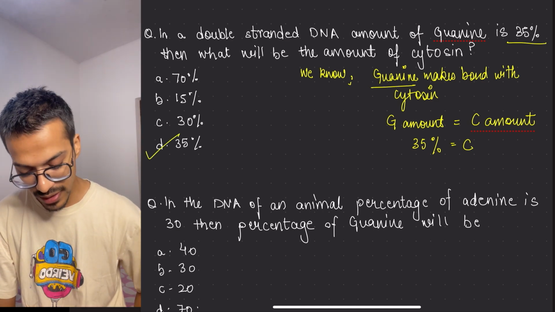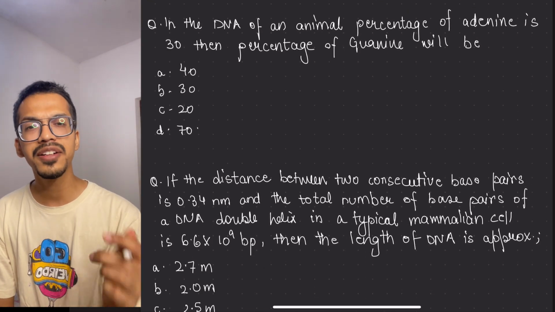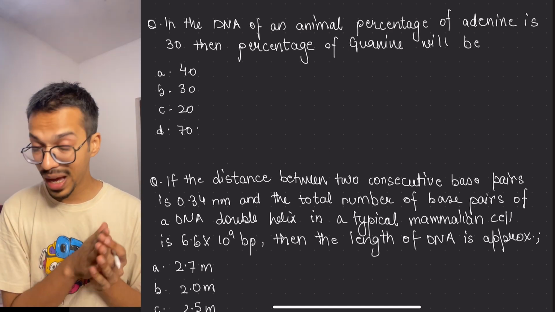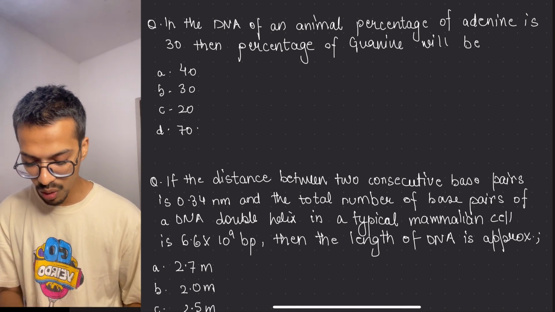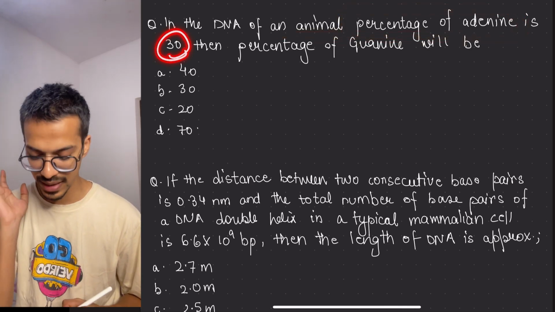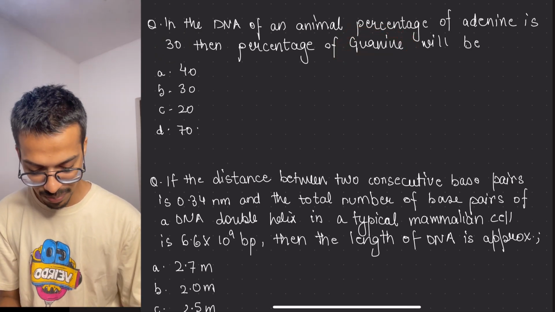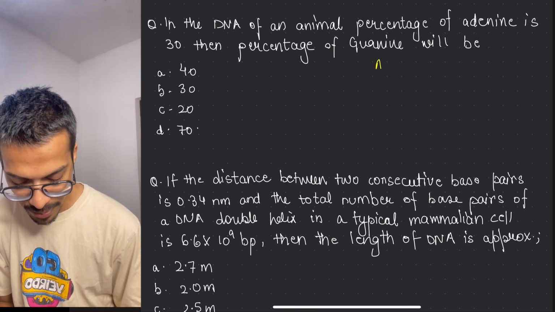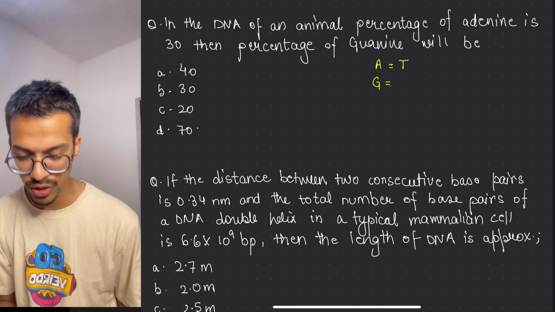Now the next question is over here, and I want you to first try it yourself and pause this video, and then I will explain it. If you have tried it, then I'm going to help you out. They are saying that in the DNA of an animal, the percentage of adenine is 30%. We have to find guanine. What we know is that adenine will make a bond with thymine, whereas guanine will make a bond with cytosine.